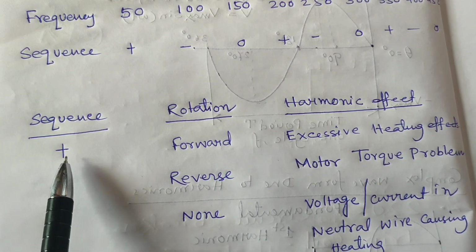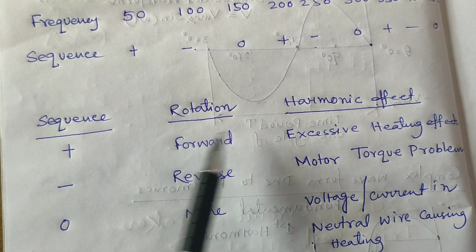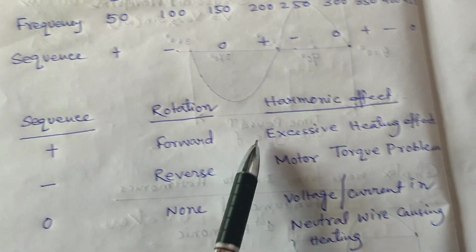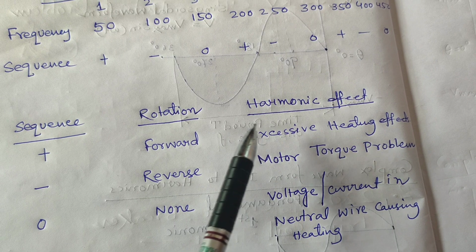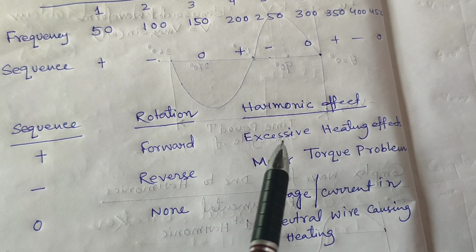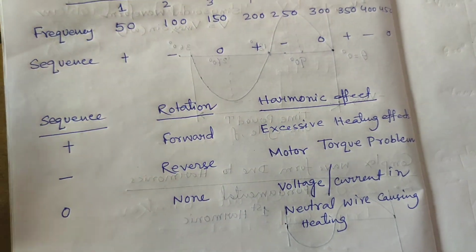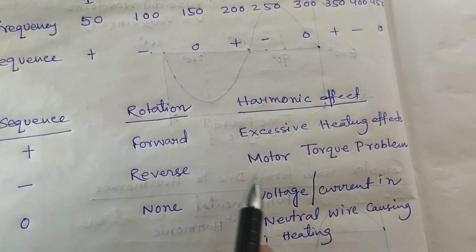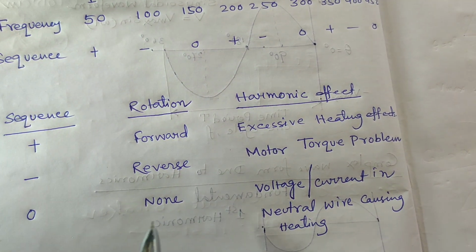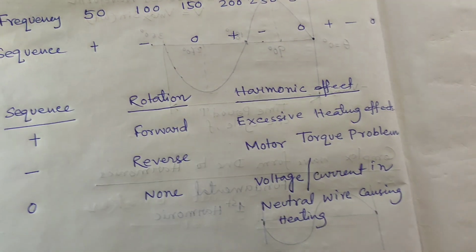If we discuss the positive sequence, this is the forward rotation, the motor will rotate in the forward direction, and excessive heat will be generated due to the harmonics. If any harmonics are present in the system, excessive heat will be generated from the system. In the reverse case, there is a motor torque problem, and the 0 sequence is none, the voltage and current in the neutral wire cause heating.